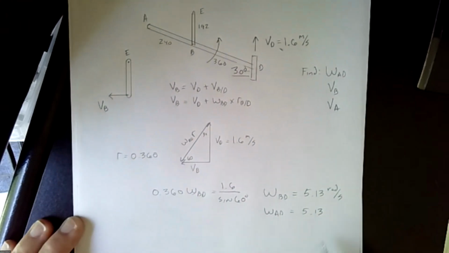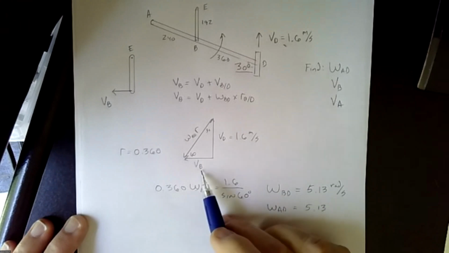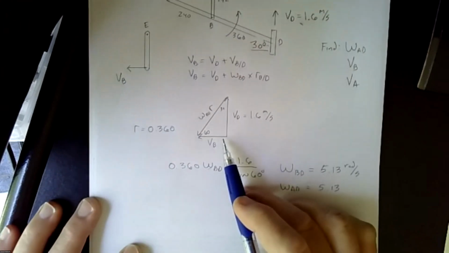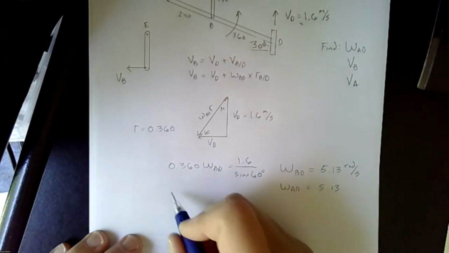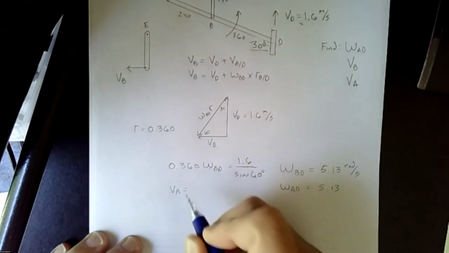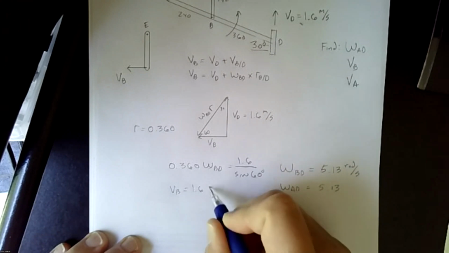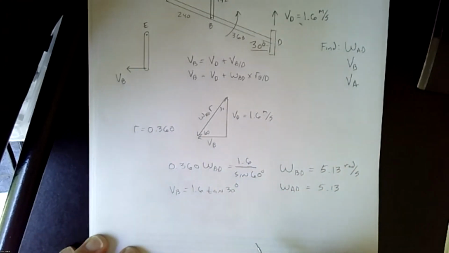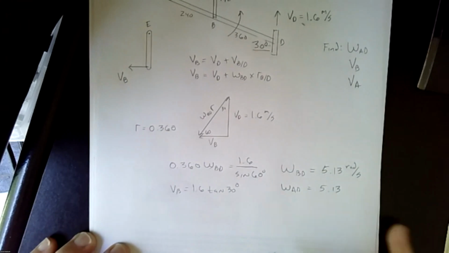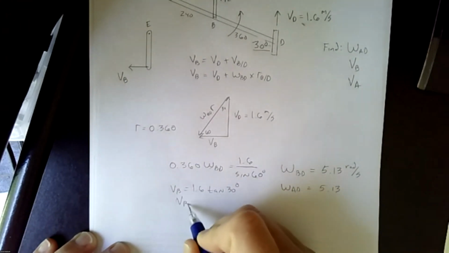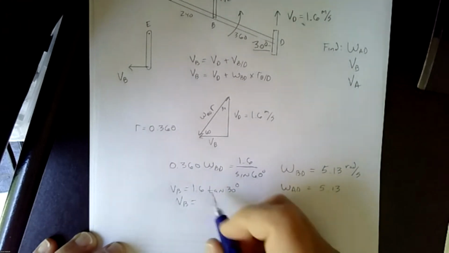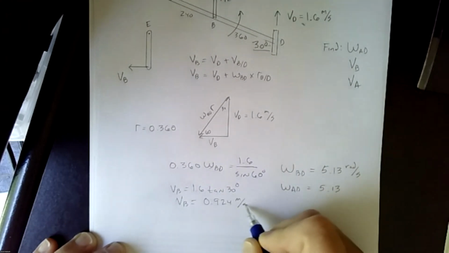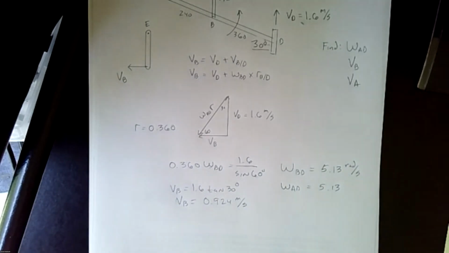Now, because we found this, we can also solve for VB just using tangent, right? And so we can write the velocity of B is equal to 1.6 tangent of 30 degrees, or whatever your preferred trig function is. But we get VB equal to 0.924 meters per second. All right.